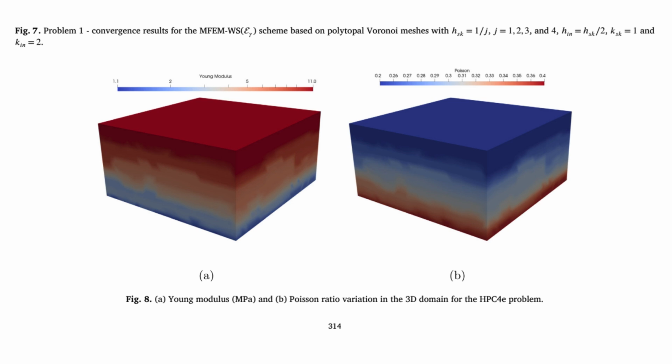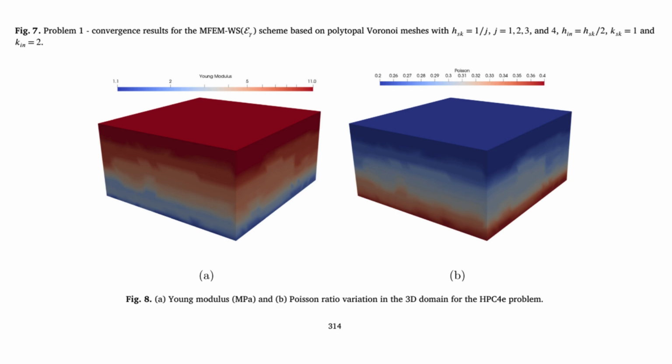Got it. And they didn't just test on simple cubes. Test case 2 really pushed the method's robustness. Right. This was the challenging one, the highly heterogeneous material. Yeah, a complex elastic domain designed to mimic geological layers. It had 16 different layers, each with varying material properties. It was based on a standard benchmark suite, the HPC-4E test suite, really designed to stress test numerical methods.